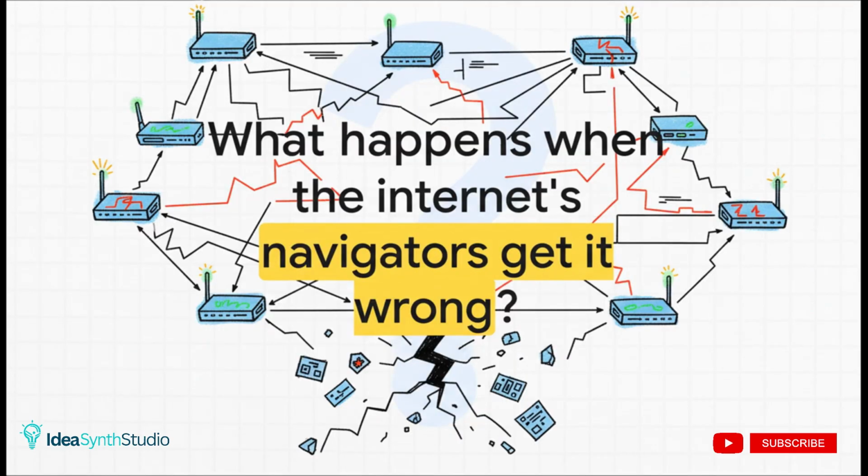So just let this sink in. These routers, these digital navigators, they make trillions of correct decisions every single day with unbelievable speed and accuracy. But in a system this complex, this massive, mistakes can and do happen. It really makes you wonder, what does it look like when a major part of this global navigation system fails? How fragile is this digital world we've built?